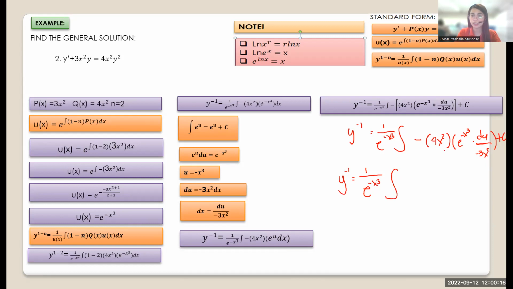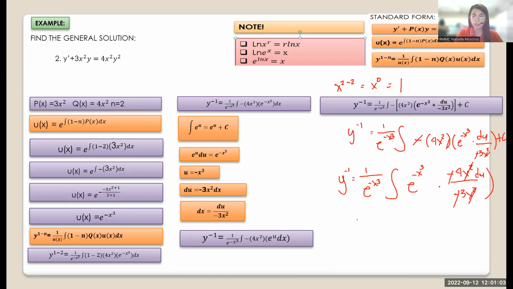So, if you have negative 4x squared multiplied by du over negative 3x squared, ano yung mangyayari? So, basically, makakancel yung negative, makakancel din yung x squared. Ganito kasi yan. You have negative e raised to x cubed multiplied by negative 4x squared, with du as the numerator, divided by negative 3x squared. So, negative divided by negative, that is positive. 4x squared divided by 3x squared would be equivalent to 1 because x squared minus 2, that is x raised to 0, which is equivalent to 1.